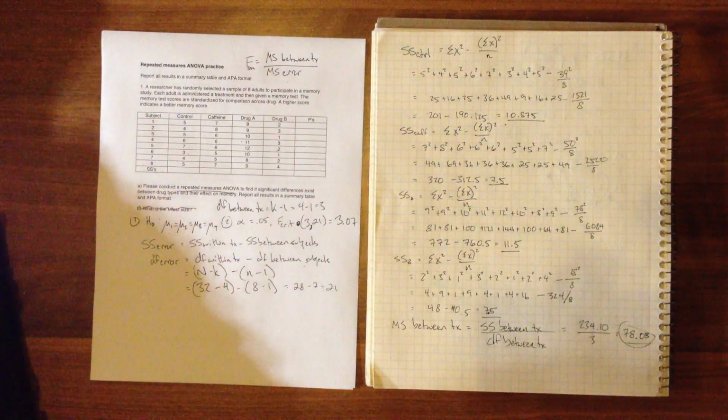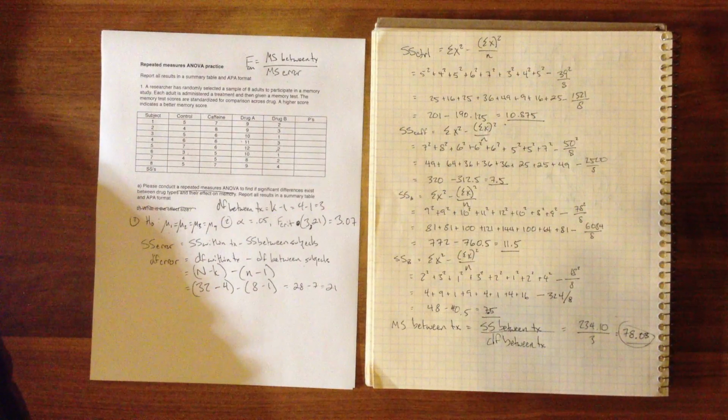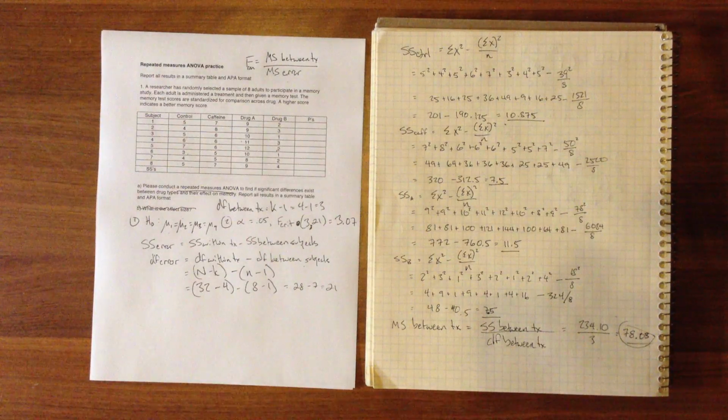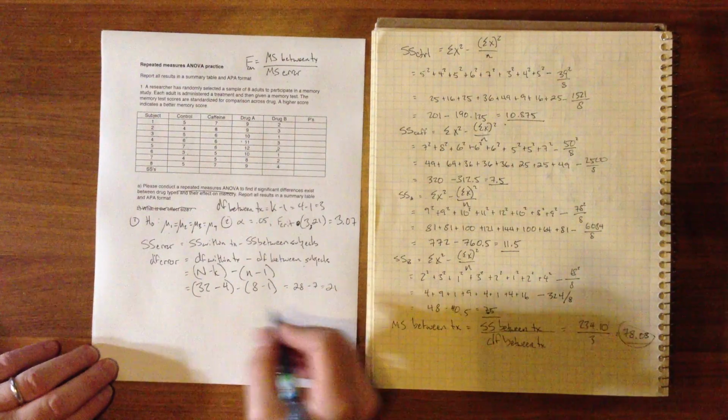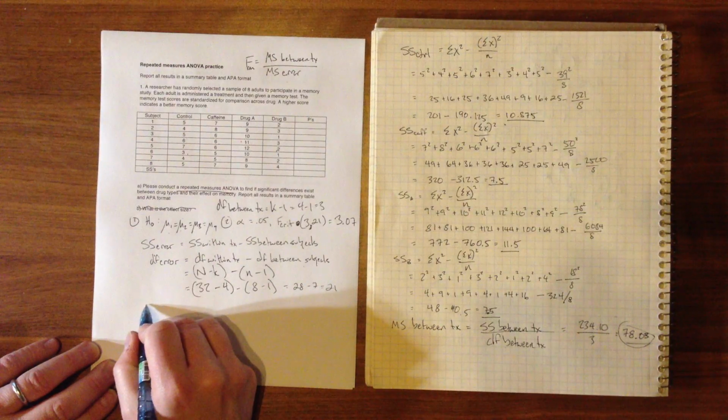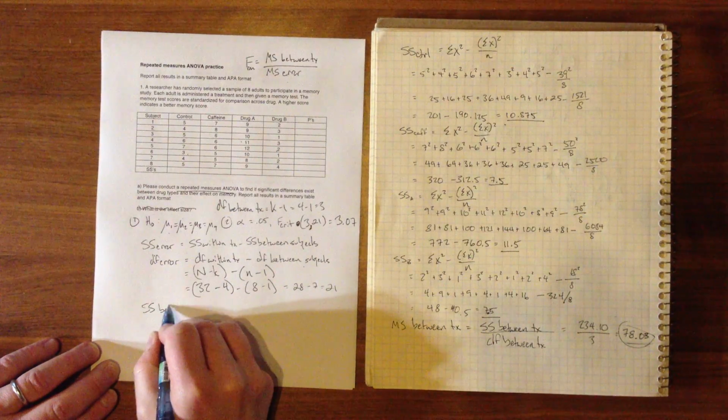Next, let's work on the numerator, because that's not going to change between a repeated measures analysis of variance and independent groups analysis of variance. The numerator, did I say denominator? I meant the numerator is going to stay the same. The numerator is going to be MS between treatments. Let's do SS between treatments.